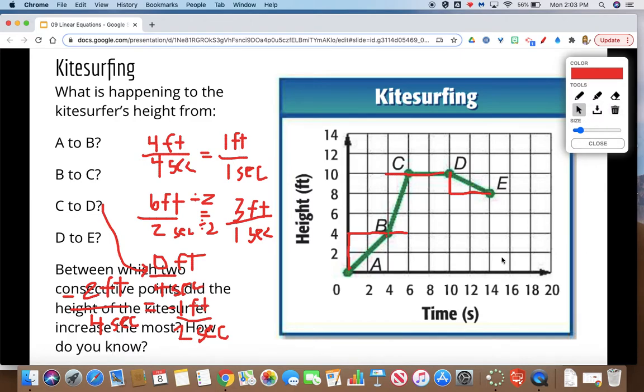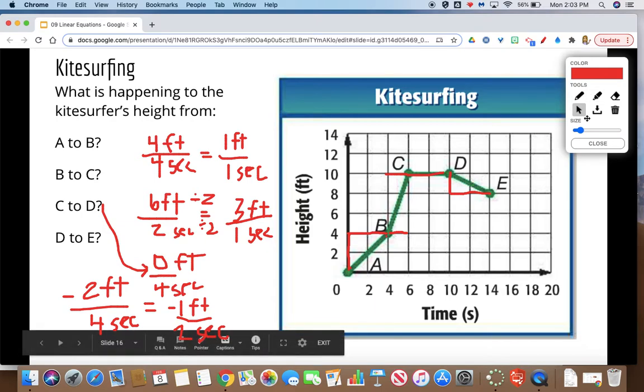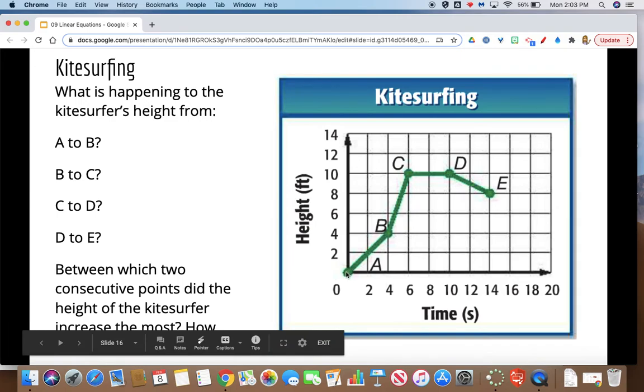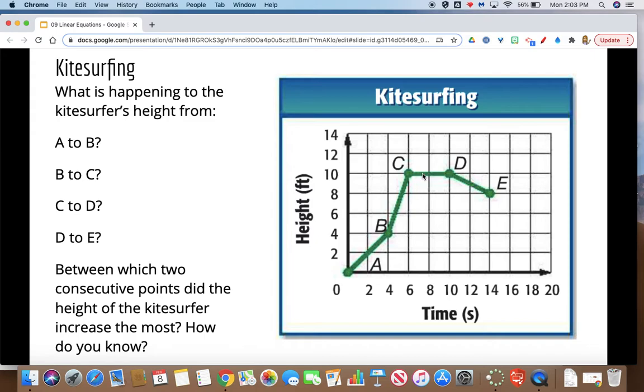Okay, I'm going to delete that work so you can see what's going to happen here in this last question. Between which 2 consecutive points did the height of the kite surfer increase the most? How do you know? So we only had 2 areas of the graph that increased because this right here was a decrease. These 2 points, it stayed the same. So did we increase more from A to B or B to C? What do you think?